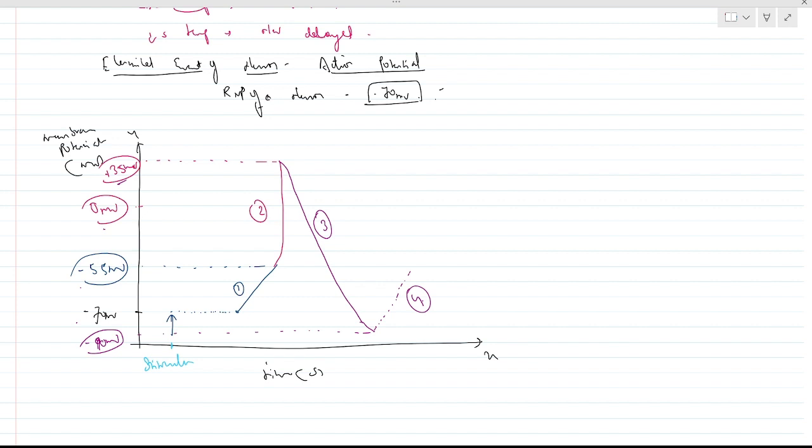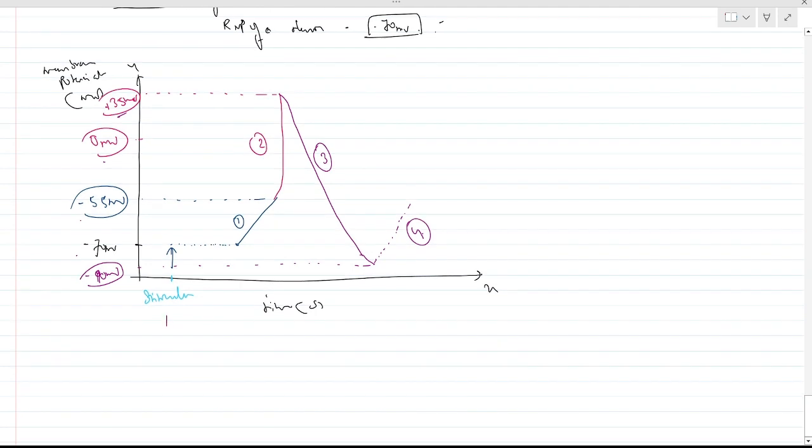Okay, now this stimulus does not act as soon as it is given. So this is our lag period, called latent period. So the generation of action potential in a neuron has a latent or lag period.